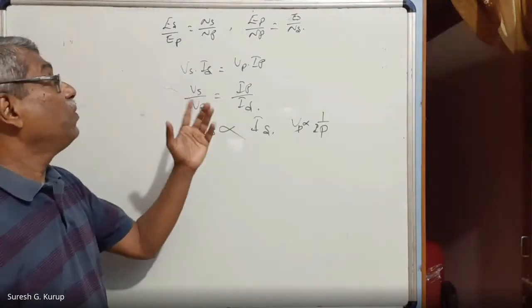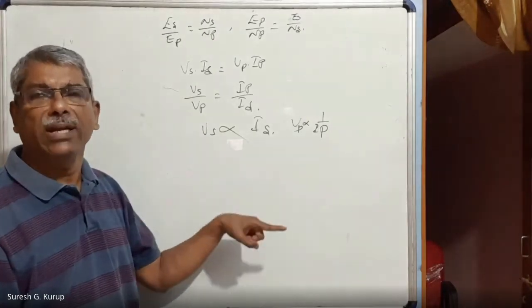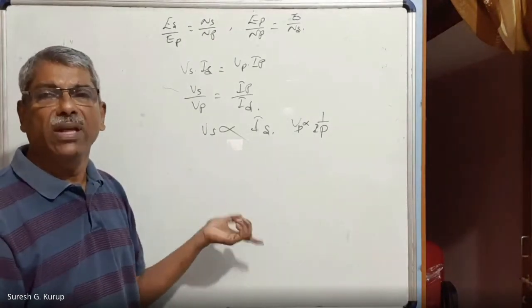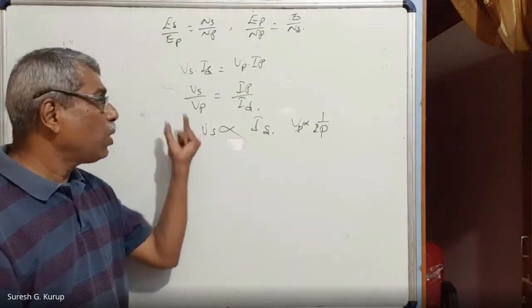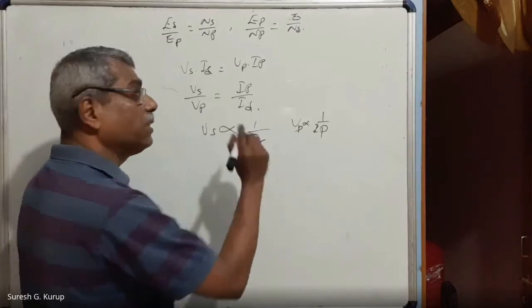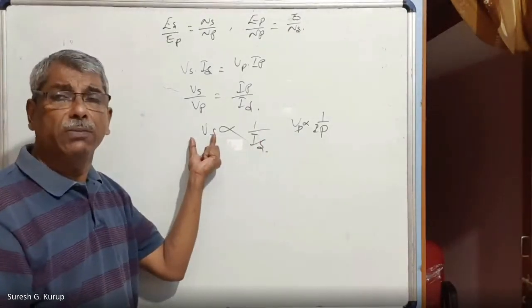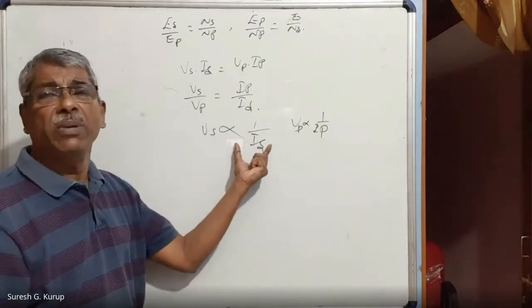Because we see that Vs by Vp is equal to Ns by Np. That means Vs is directly proportional to Ns. That means when Ns is more, Vs is more. When Vs is more, then, being inversely proportional to Is, the current is very, very less. Vs is very high in the secondary of a step-up transformer. Therefore, current will be very, very less.